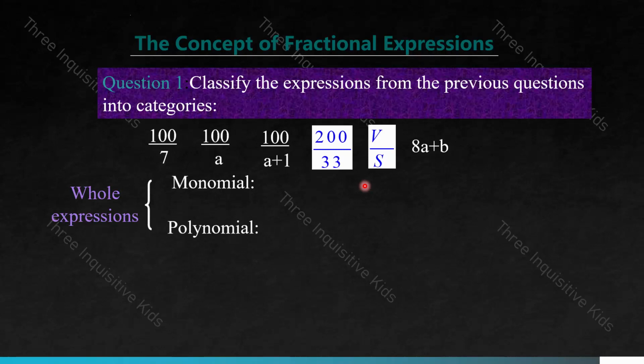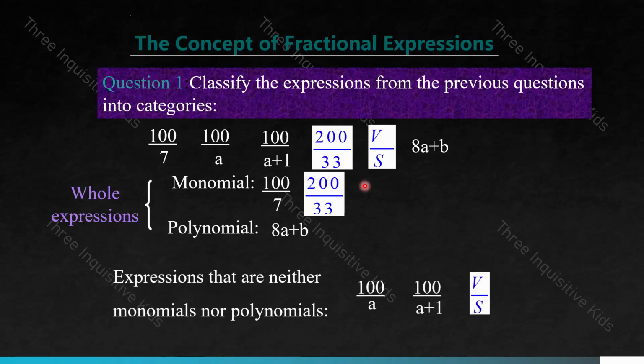Whole expressions are something that we have learned before. There are 2 types of whole expressions, monomials and polynomials. An example of a monomial would be 100 divided by 7, 200 divided by 33, and an example of a polynomial would be 8a plus b. Whole expressions also cannot have variables on their denominators, so that's part of the definition of whole expressions. Again, if you need some extra review on that, I strongly suggest you to go into the description and review the lesson that we did earlier on whole expressions.